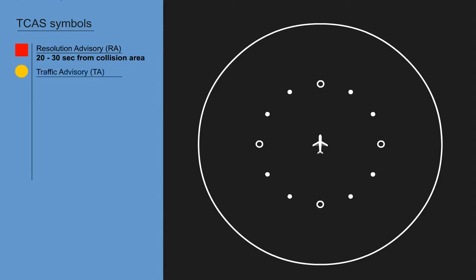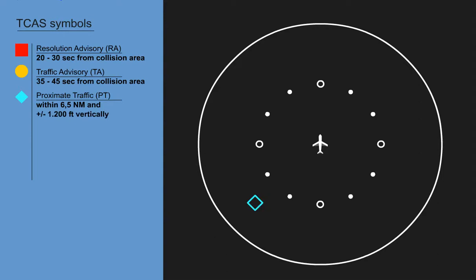A traffic advisory is defined as an intruder aircraft entering the caution area 35 to 45 seconds from the TCAS collision area. A solid cyan diamond stands for proximate traffic, PT. Proximate traffic are aircraft within a range of 6.5 nautical miles and plus or minus 1,200 vertical feet.